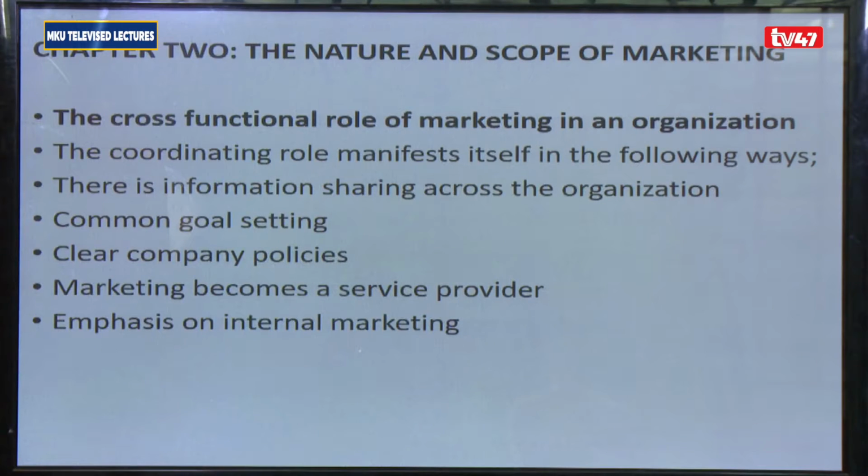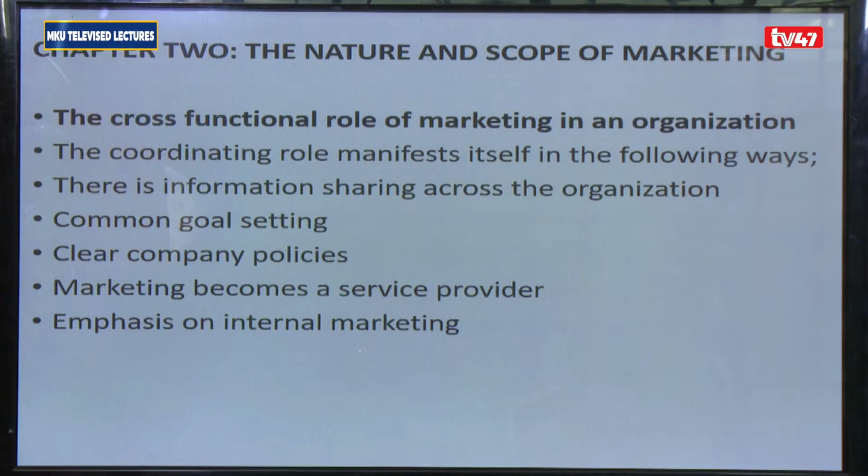So, marketing is a cross-functional role. What does that mean? It happens in many departments. It happens in many places. It happens in finance. It happens in human resource. It happens in all the departments of an organization. But how does it manifest itself? How do the coordinating roles of marketing manifest themselves?